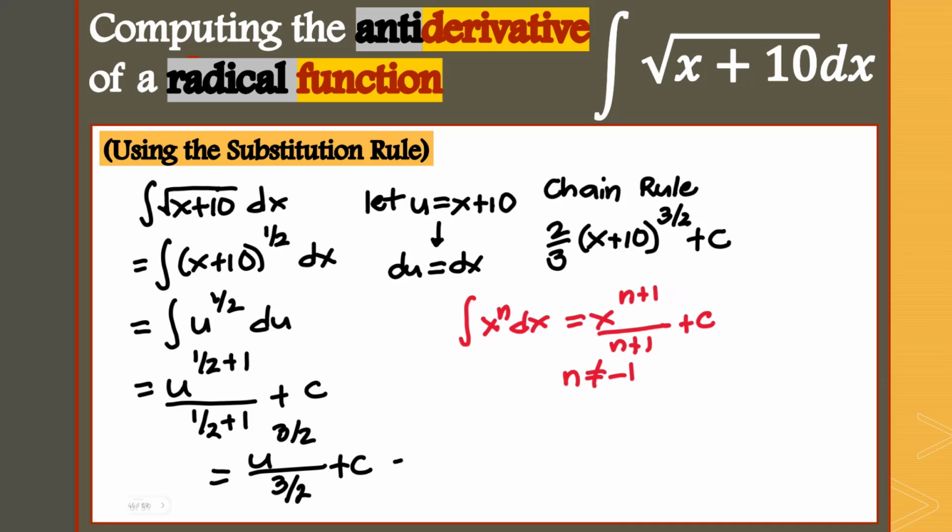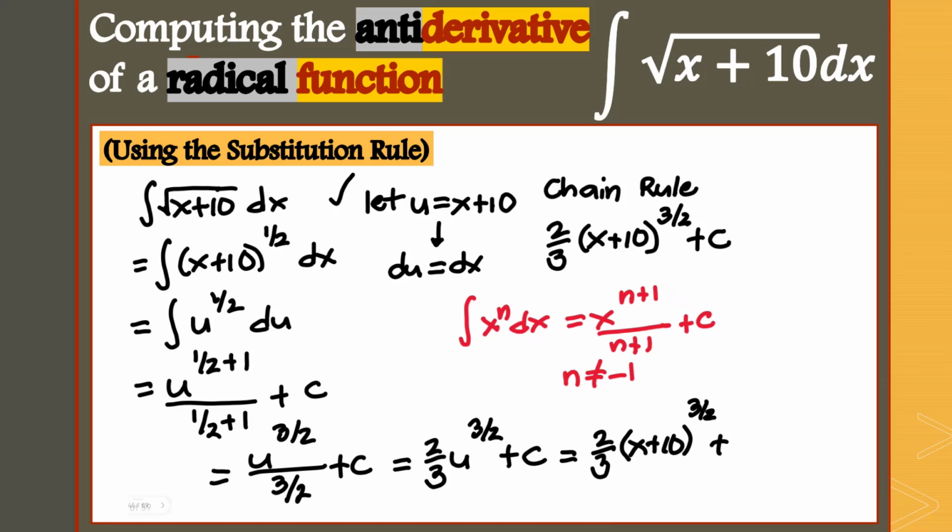You can rewrite this using the reciprocal of the fraction in the denominator, so you have 2/3 u to the power of 3/2, plus c. Until here, we are going to return now to our given, because in our given there's no u. We just simply used it to be able to use the substitution rule. Since u is x + 10, this is equal to 2/3 of (x + 10) raised to 3/2, plus c. As you can see, this result using the substitution rule is the same as the result using the chain rule in the previous video.